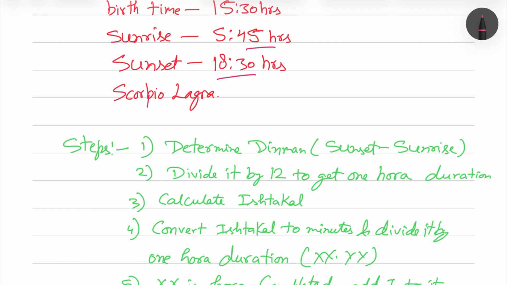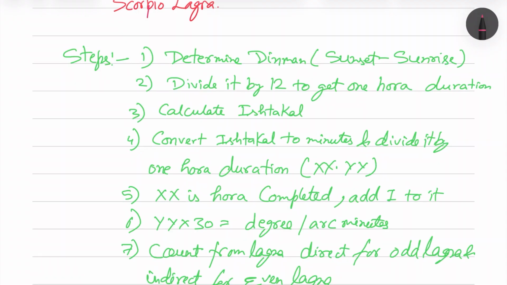And then calculate the Istkal. Istkal is birth time minus sunrise. Convert the Istkal into minutes and divide it by 1 Hora duration. Then you will get an integer value and a fractional value. The XX value will be the Hora completed, and the YY value, if we multiply by 30, will give us degree and arc minute.